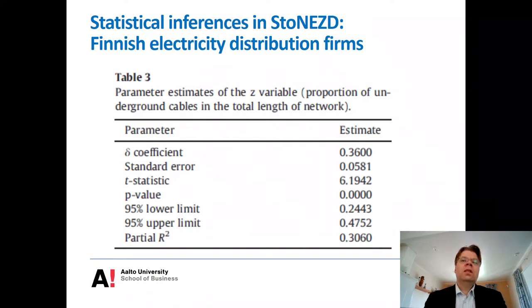And in the practical application, this has allowed us to do a lot of testing of which possible z variables are statistically significant in the regulation of Finnish electricity distribution firms. As I mentioned before, we have done a lot of statistical testing of different kinds of variables. And if we had to resort to bootstrap simulations in every conceivable model specification, then this would take ages to compute with this kind of simulation approach.